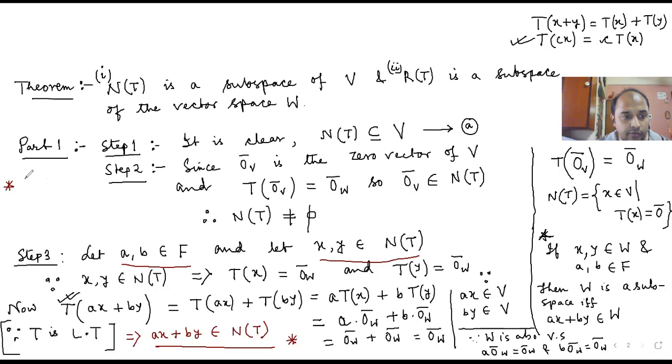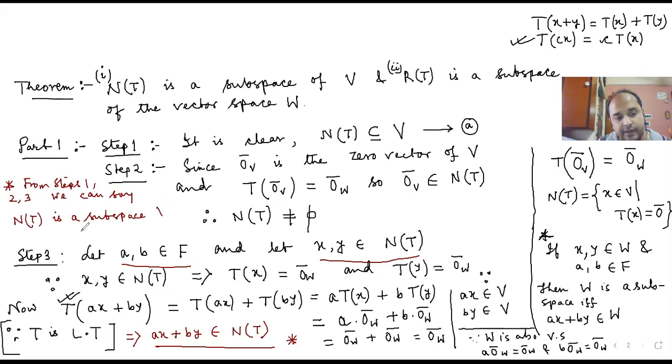So from steps 1, 2, and 3, we conclude that NT is a subspace of the vector space V. This is a very important result. Always remember it. As long as you are in touch with linear algebra, you have to remember this result.